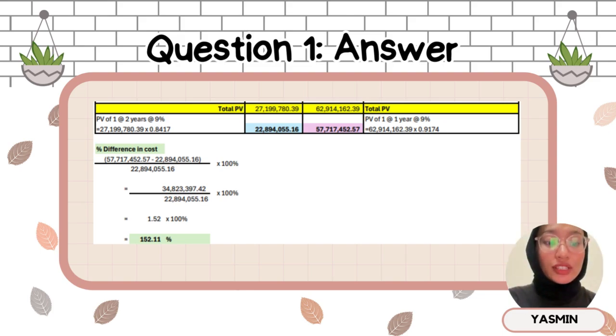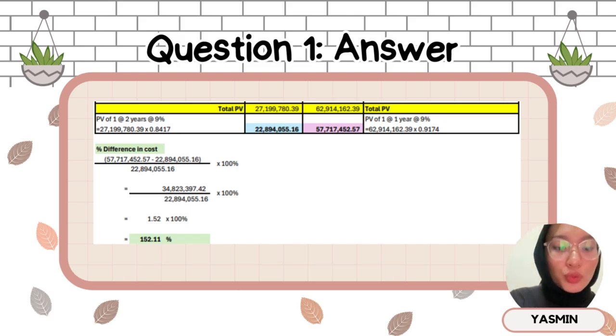Okay, now that we've calculated the total PV for option 1 and option 2, now we're going to multiply both of it with PV of 1 at 2 years at 9% for option 1 and PV of 1 at 1 year at 9% for option 2. The year is the construction period. After multiplying both of those, option 1 will be 22,894,055 and 60 cents, and for option 2 it will be 57,717,452 and 57 cents.